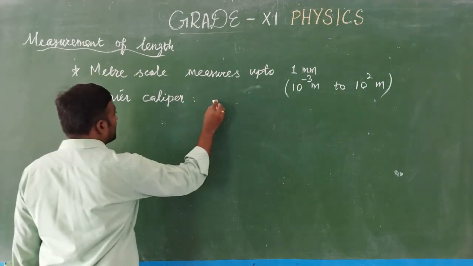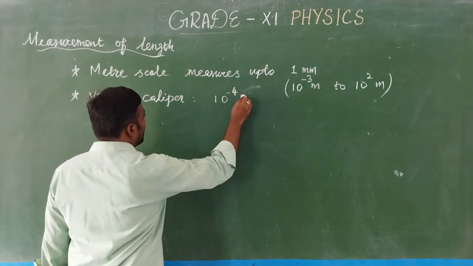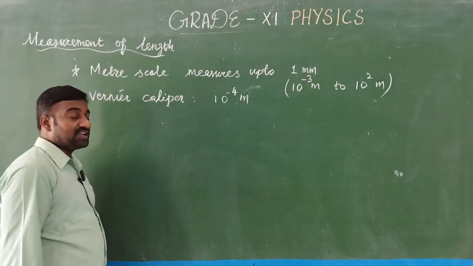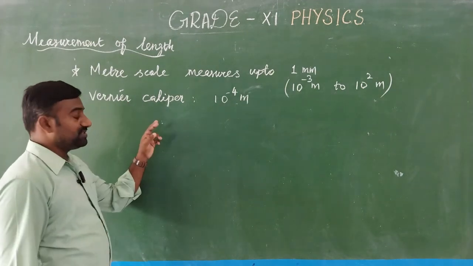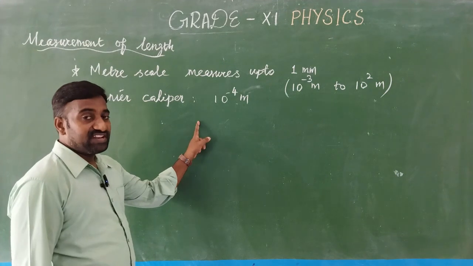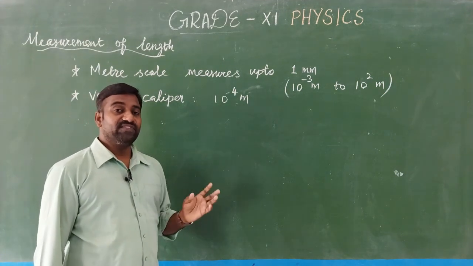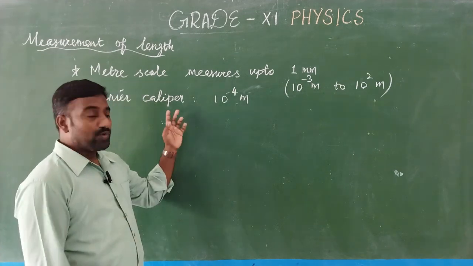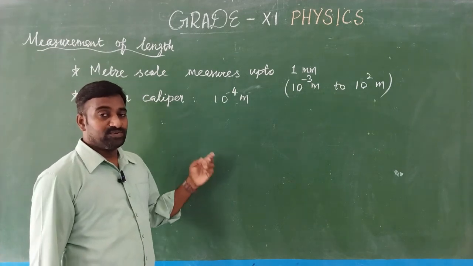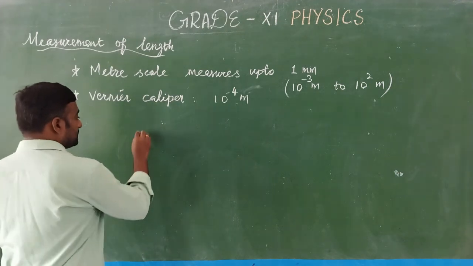This vernier caliper can measure up to 10 to the power minus 4 meter. This is the accuracy. This instrument measures less than a millimeter. The vernier caliper is used to measure the internal diameter and the external diameter of hollow and solid objects. You are going to perform the experiments in the lab once you come to school. The vernier caliper looks like this.